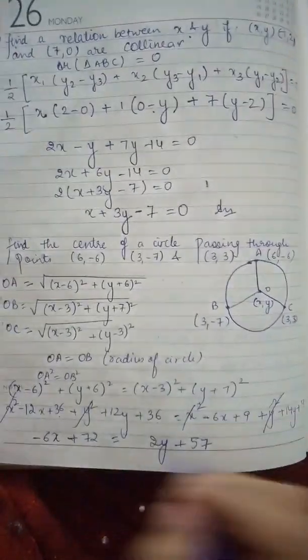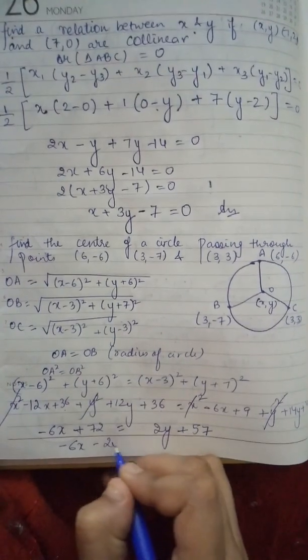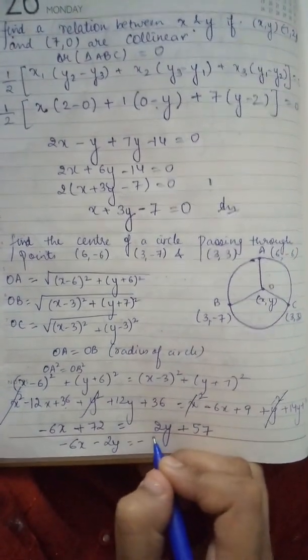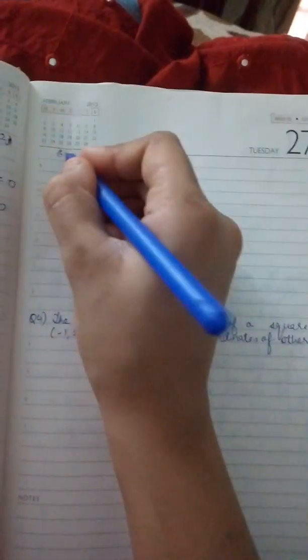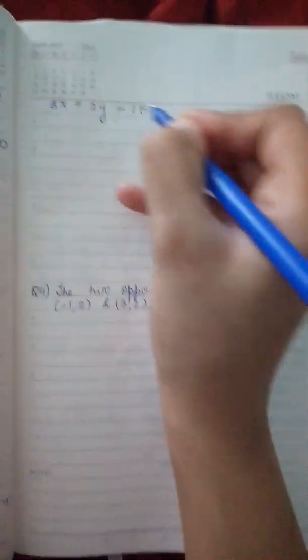So that becomes minus 6x minus 2y is equal to minus 15. So I can write it as 6x plus 2y is equal to 15.